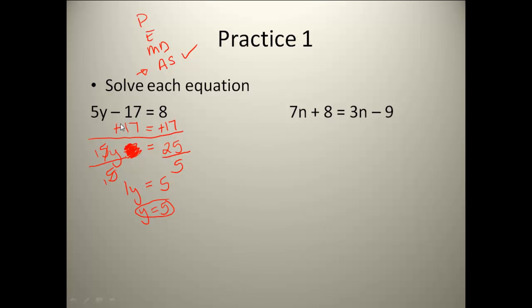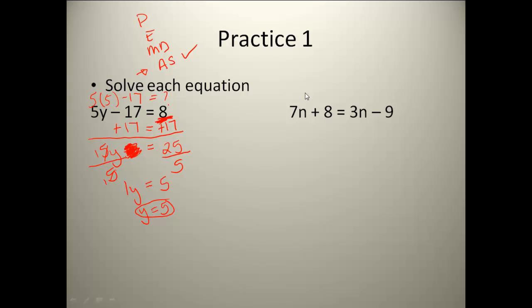Now what I want to do is plug this back in and check it just to make sure it works. So when I put that 5 in here, now I can follow my order of operations. So 5 times 5 is 25. 25 minus 17 is 8, and that is what we needed to get.